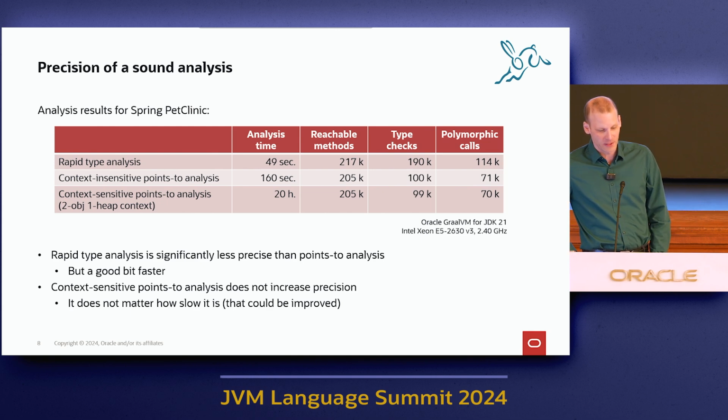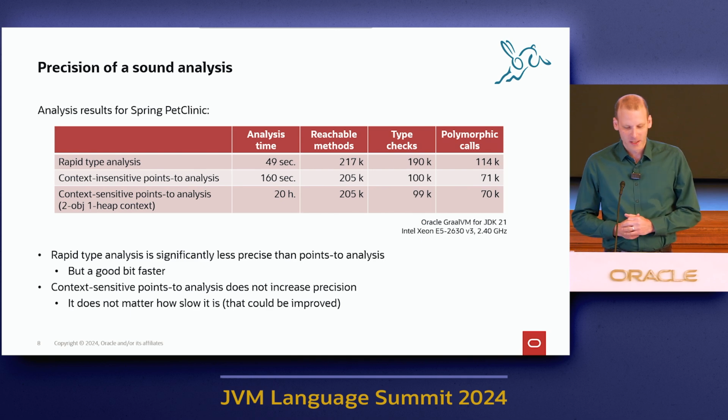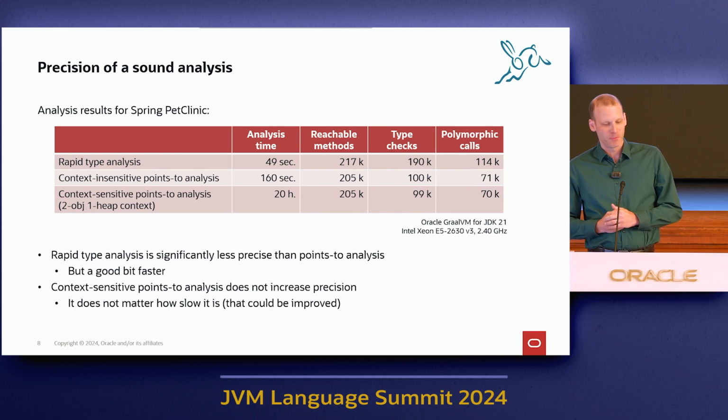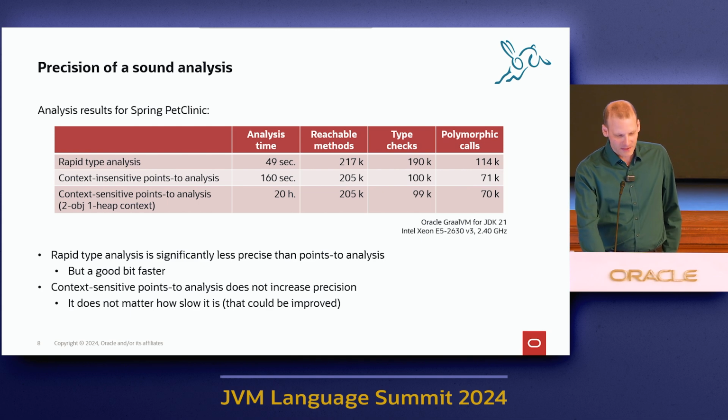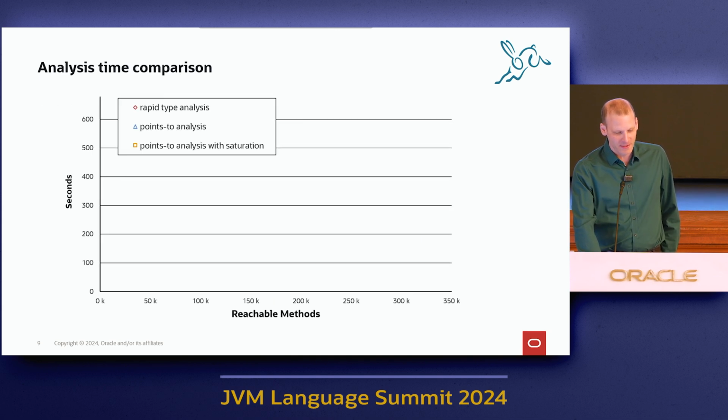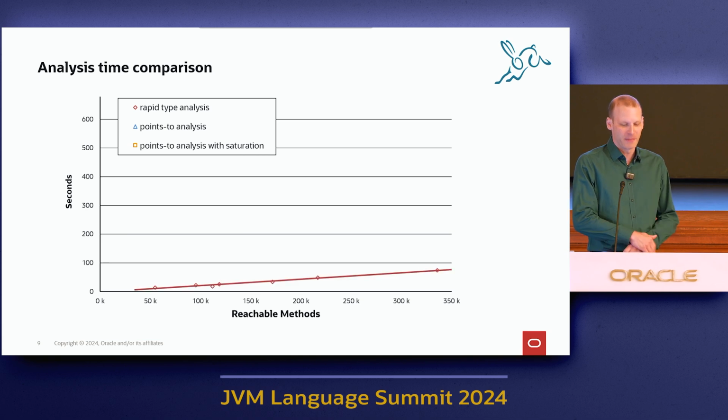Now, of course, we want to have the same precision as a points-to analysis, but with only the time necessary for the rapid type analysis. Because what you don't see in this single point is how the analysis time actually grows when your application grows. And for the benchmarks that we have, for rapid type analysis, you really see a very nice linear growth.